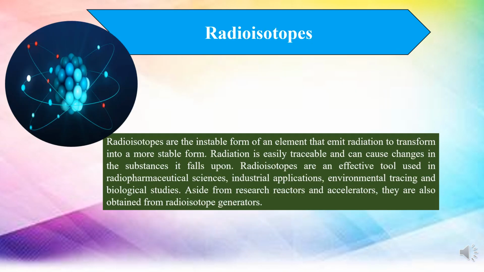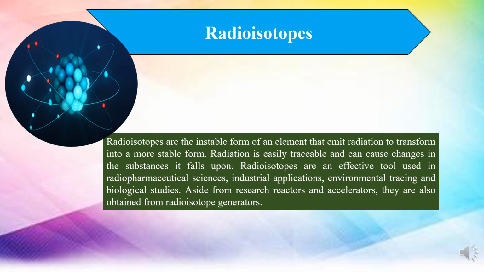Then radioisotopes. Radioisotopes are the unstable form of an element that emit radiation to transform into a more stable form. And radiation is easily traceable and can cause changes in the substance it falls upon. These special attributes make radioisotopes useful in medicine, industry, and other areas.